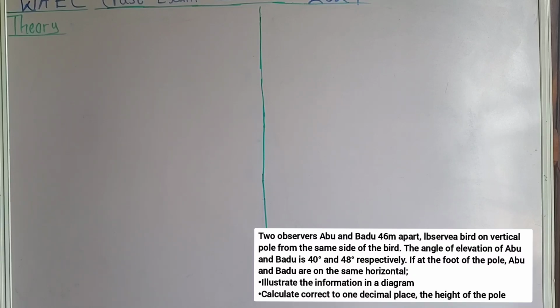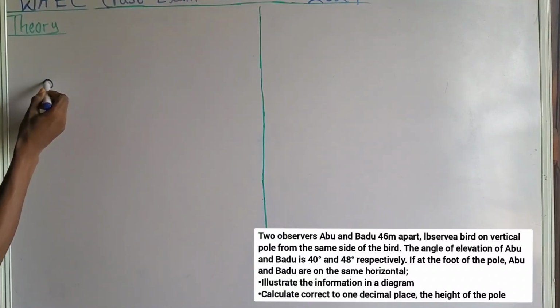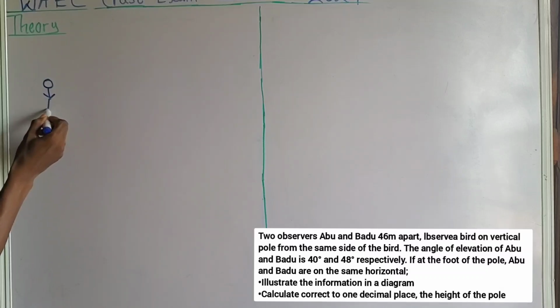Okay, now let's start with the first question. We are asked to illustrate the information in a diagram. Listen. To illustrate the information in the diagram, I want you to pay attention to some of the things that I'm going to be explaining. Listen. The first statement says that two observers, Abu and Badu, are 46 meters apart. So please pay attention. Let's say this is the first observer.